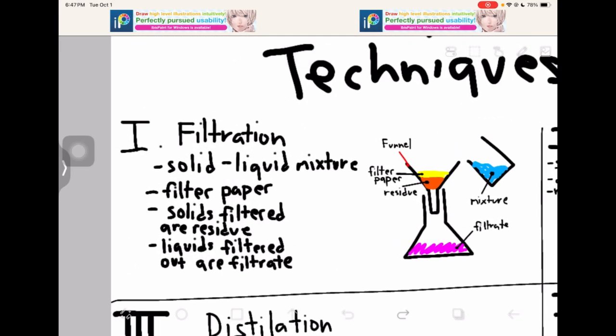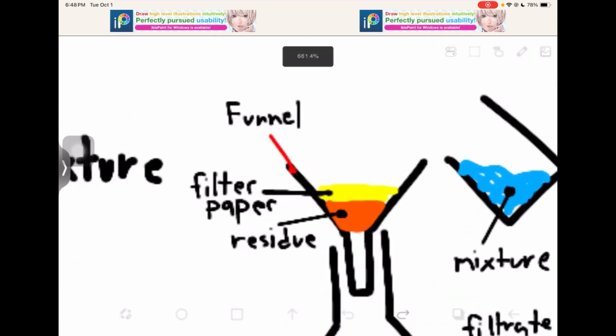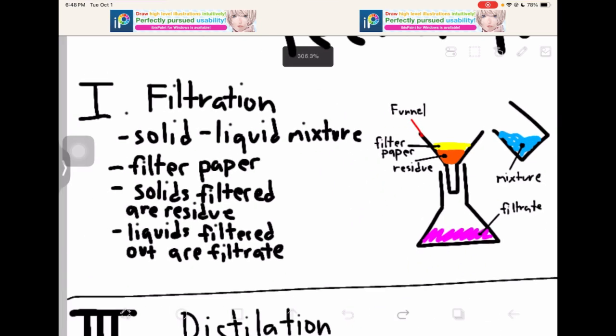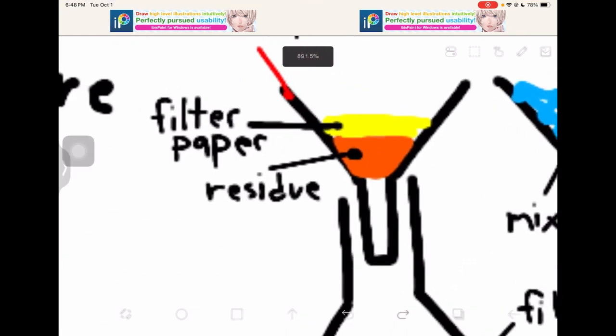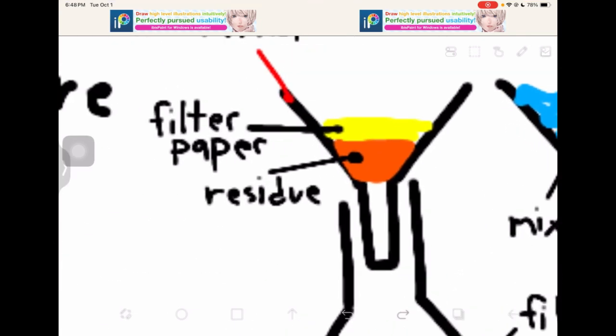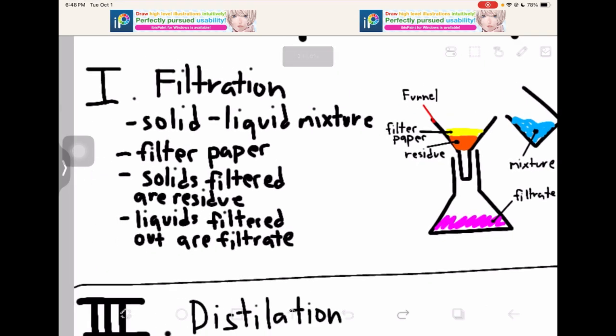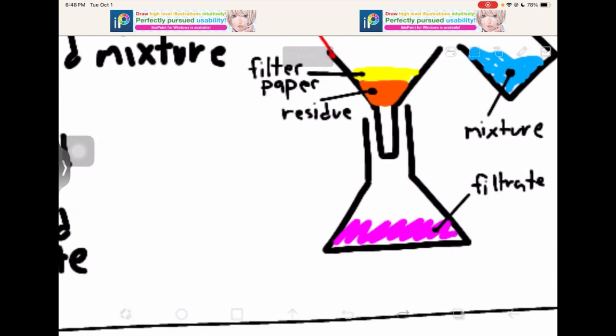Filtration is basically filtering these two components here. It can be used for solid-liquid mixtures. It involves the filter paper, as you can see here, which I illustrated in yellow. The solids filtered are the residue, so I've made that one orange, and the liquids filtered out are the filtrate, so I made that purple or pink.